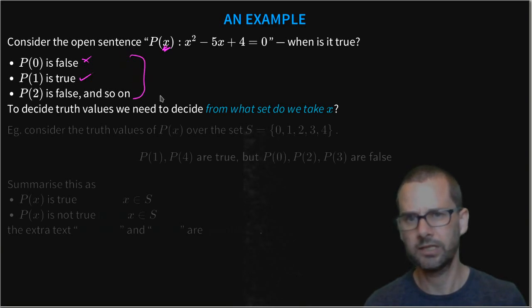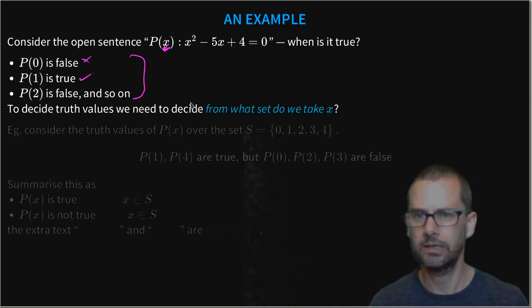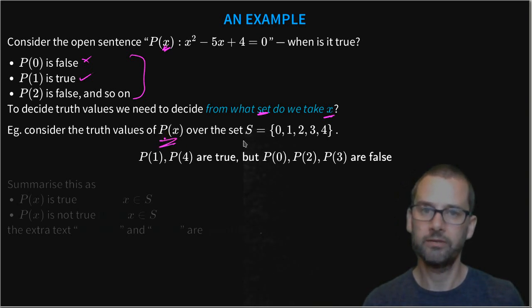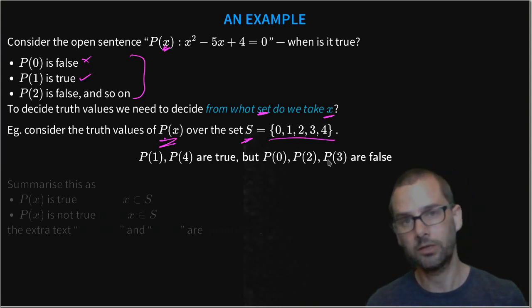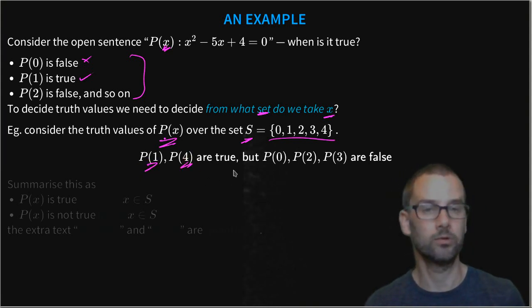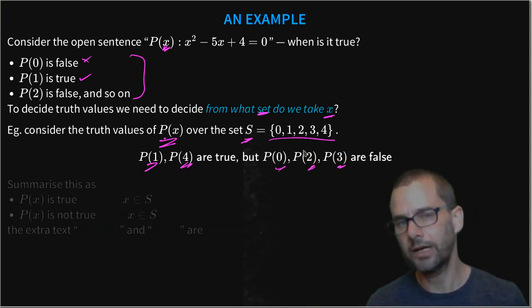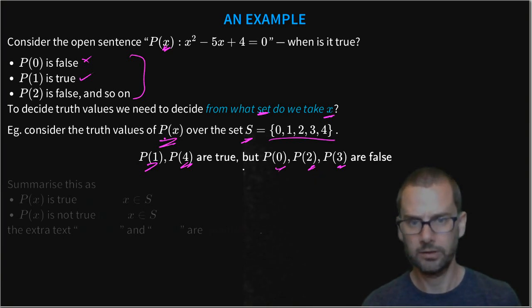Now we don't really want to summarize things like this. This gets very tedious and isn't very enlightening, especially if we're pulling x from an infinite set. But we do need to decide what values we're allowed to put in. So what set are we pulling x from? For example, we could consider the truth values of p of x over the set S, which is just 0, 1, 2, 3, 4. And we could summarize the results. We could summarize the truth table by saying p of 1 and p of 4 are true, but 0, 2, and 3 make p of x false. And again, this is fine if the set of values is very small or finite, but it really isn't going to work very well if the set is big or infinite.